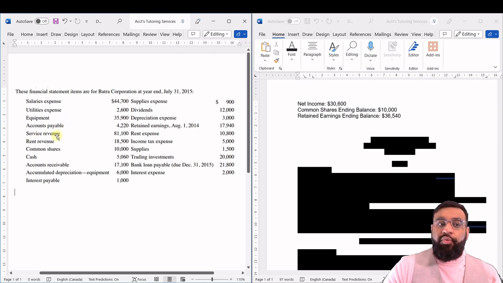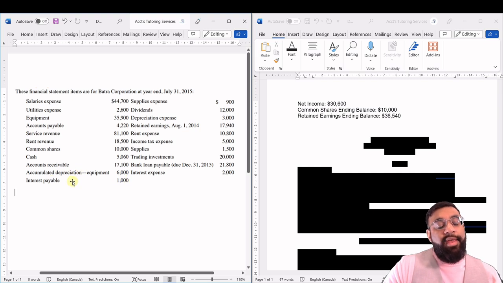Service revenue is a revenue, goes onto the income statement. Rent revenue is a revenue, it goes onto the income statement. Common shares is a shareholders' equity account. It goes onto the statement of changes in equity and the balance sheet. Cash is an asset, it's a current asset on the balance sheet. Accounts receivable is a current asset on the balance sheet. Accumulated depreciation, equipment is attached to the equipment account and reduces its value. So that's a contra account. That goes directly onto the balance sheet under property, plant, and equipment.